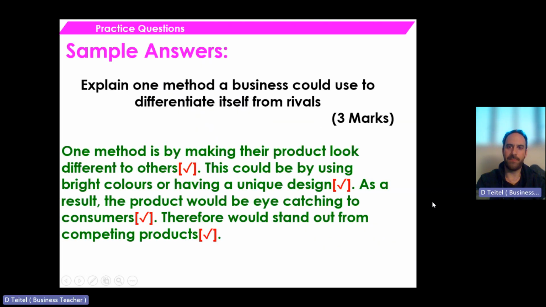So explain one method a business could use to differentiate itself from its rivals. So one method is by making their product look different to others. This could be by using bright colors or having a unique design. As a result, the product would be eye-catching to consumers, therefore would stand out from competing products. So think about shorter, sharper sentences just to unpack your ideas.